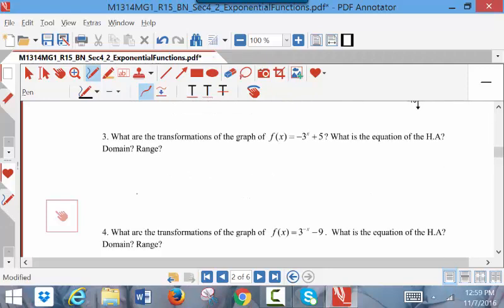Okay, so what are the transformations? They're not going to actually ask me to graph it. What are the transformations with this given graph? Okay, so my parent function would be 3 to the x. Now, if I take it and put a negative in front of it, what does that do? The negative in the front, what does that do? Reflects it over what?